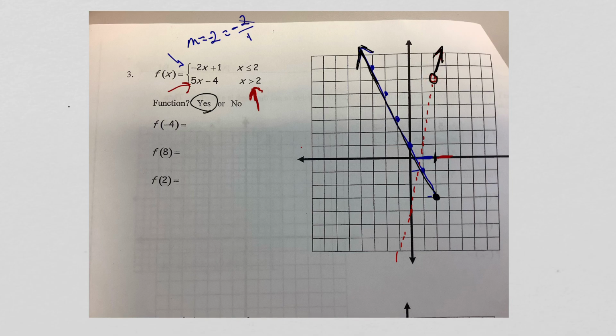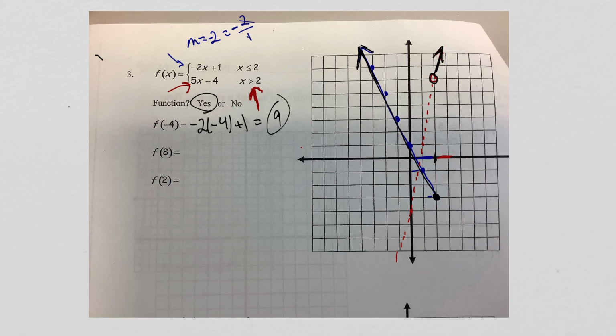All right, so f of negative 4, we're going to go ahead and find that. F of negative 4 is 1, 2, 3, 4. It looks like it's up here, but honestly, I'm just going to use this to get that because I think it's a little bit easier. So we get negative 2 times negative 4 plus 1 gives me a positive 8 plus 1 is 9.